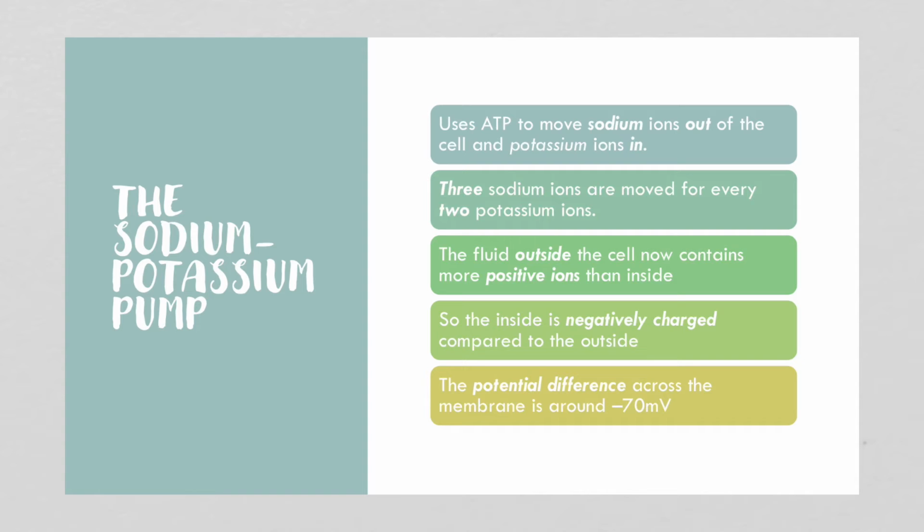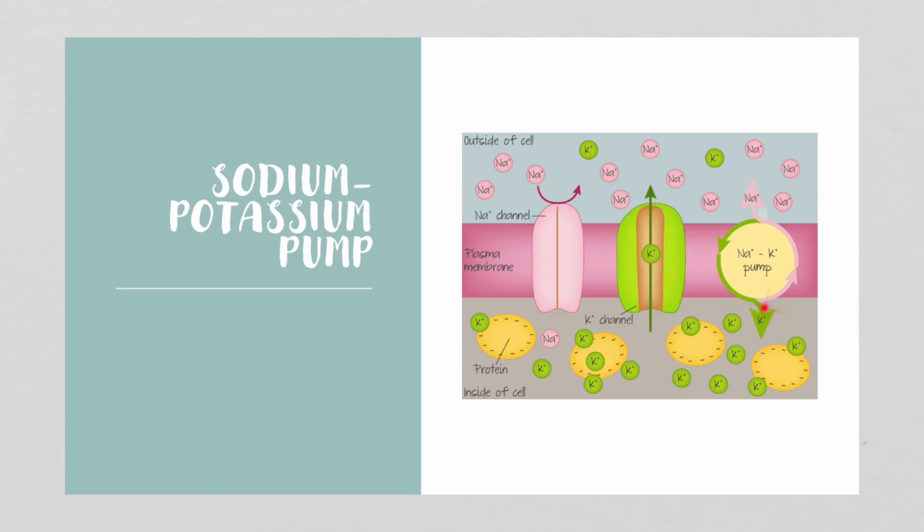So the fluid outside the cell now contains more positive ions than inside, so the inside is negatively charged relative to the outside. The resting potential of a cell is negative 70 millivolts. We can see here there's the sodium-potassium pump. It pumps out 3 sodiums and pumps in 2 potassiums. There are also 2 other channels that play a role in the action potential when we're actually sending a signal down the axon. We'll talk about the sodium and the potassium channels later.